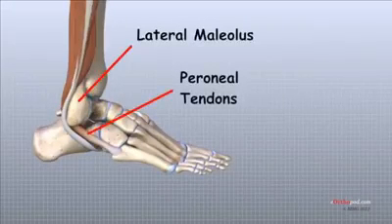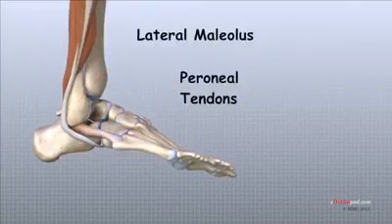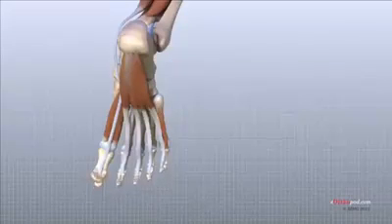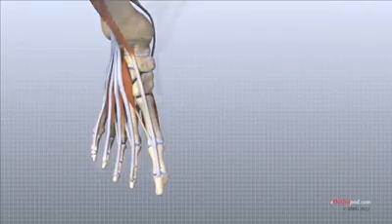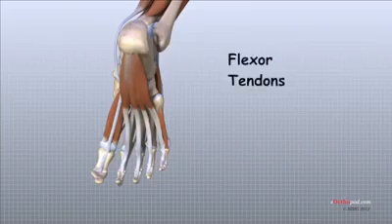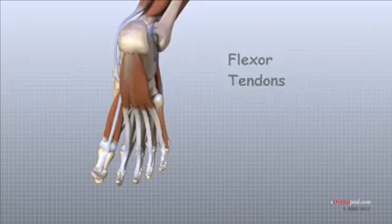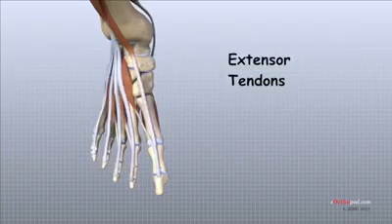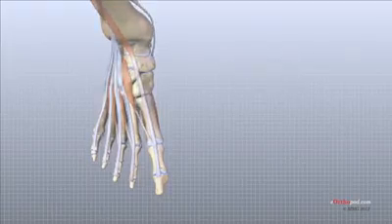Two tendons run behind the outer bump of the ankle, called the lateral malleolus, and help turn the foot outward. There are a set of tendons that bend the toes down, or flex the toes, and a set of tendons that straighten or extend the toes. The tendons that flex the toes are called the flexor tendons. There are two flexor tendons on the undersurface of each toe. The tendons that extend the toes are called the extensor tendons. There are two extensor tendons on the top surface of each toe.